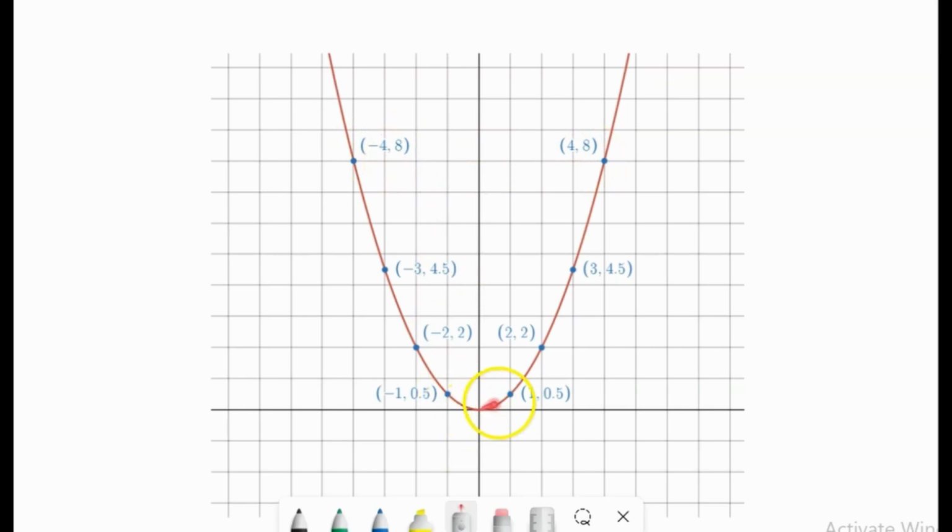And so you can see graphically, in the picture, that we have a mirror image. This side looks the same as this side, only it's a mirror image. And so this graph is symmetric about the y-axis.